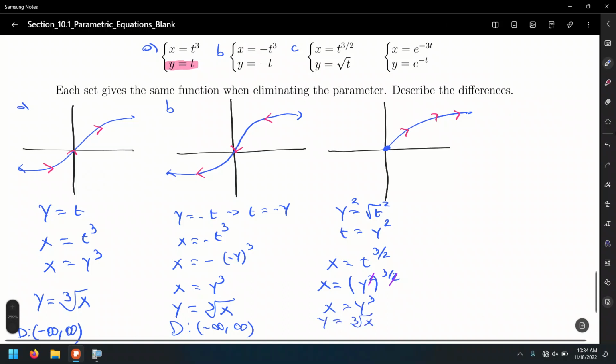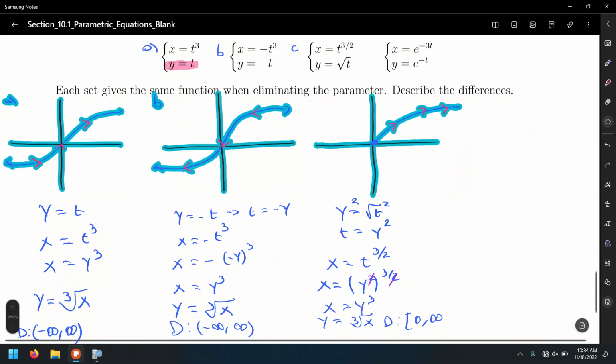However, in this case, we need to be very specific, because even though we're getting y equals the cube root of x, this third case scenario doesn't contain the same domain as the previous cases. In this case, the domain is 0 to infinity. All right? Let me see if I can make some more space here.